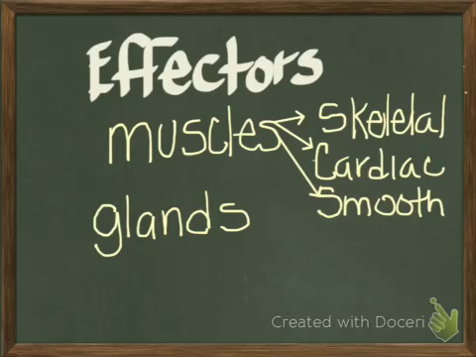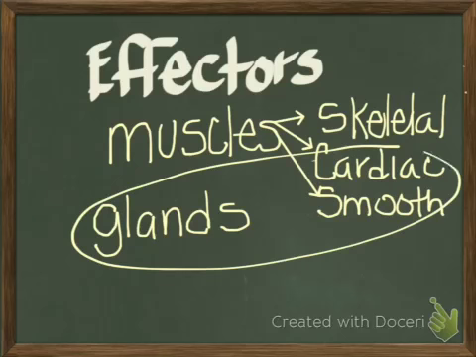If you'll remember, effectors, we have two types. We have muscles and glands, and we have three types of muscles. We have skeletal muscle, cardiac, and smooth. Now, we learned that skeletal muscle is voluntary, which means you can control it consciously. And then we have three involuntary effectors, which are your cardiac muscle, smooth muscle, and glands. So these three here are involuntary, and skeletal is voluntary.